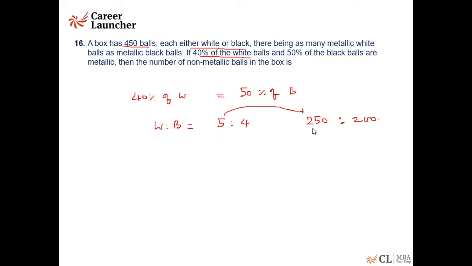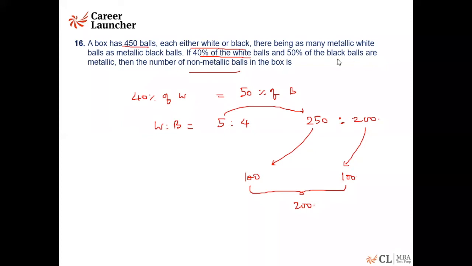Now we know that 40% of this is metallic. That means 100 of them are metallic, and 50% of this, that is 100 of them are. So effectively you have 200 metallic balls, which means the total number of non-metallic balls must be 450 minus 200, which is equal to 250. So the answer to this question is 250.